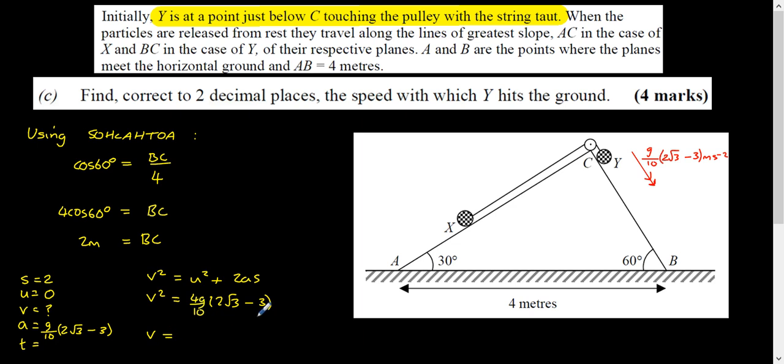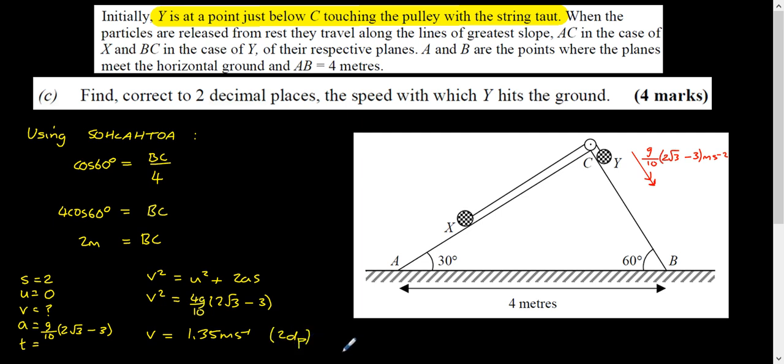And we can just use a calculator to work out what that is and square root it at the same time. So we've got 4 times 9.8 divided by 10 multiplied by 2 root 3 minus 3. And then we're going to square root the answer. And our velocity comes out as 1.35 meters per second, correct to 3 sig figs. It asked for 2 decimal places, so we've got 2 decimal places.